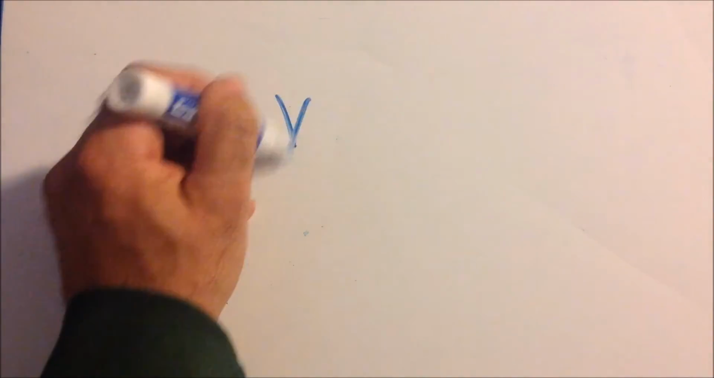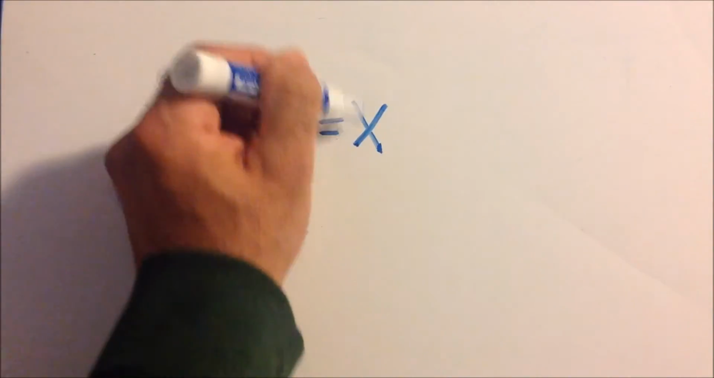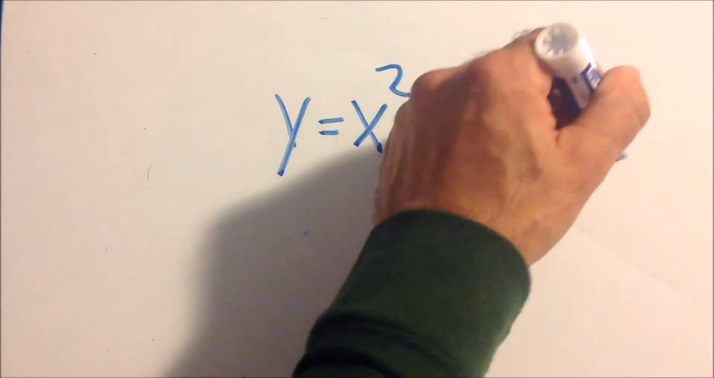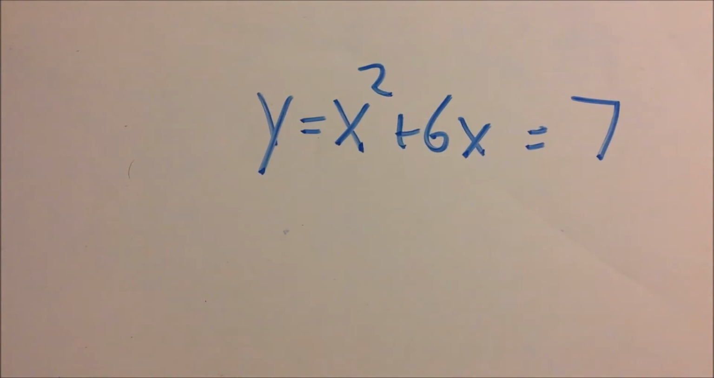What if we had, I'll write one here, y equals x squared plus 6x minus 7. How would you do that? You should pause the tape and see if you can do this. Now keep in mind, quadratic equations should be in standard form. So pause the tape, see if you can solve that.